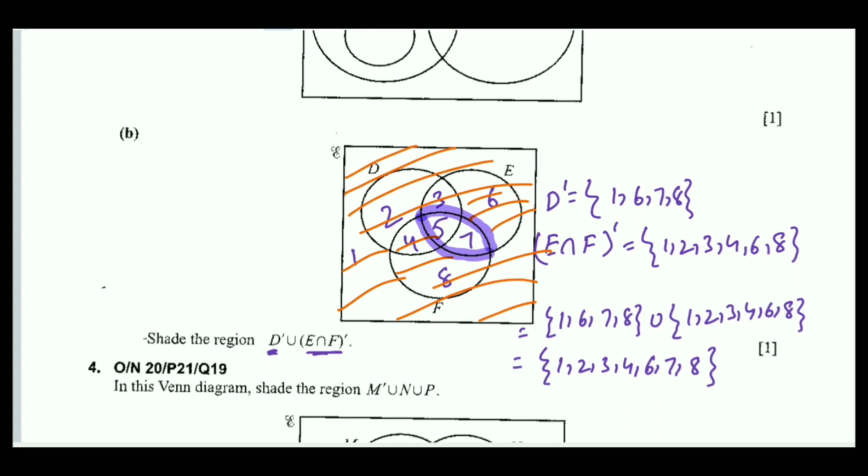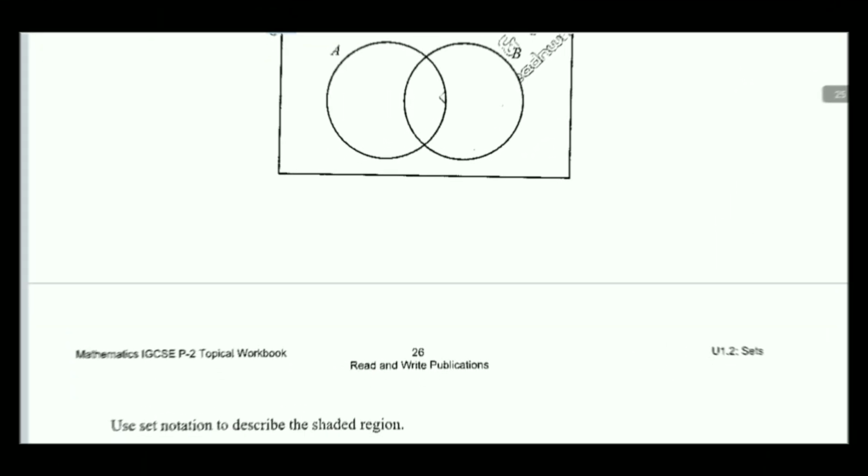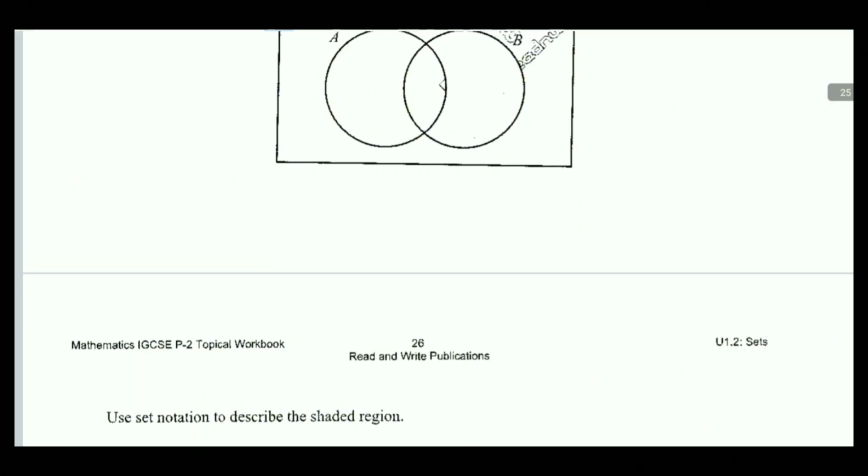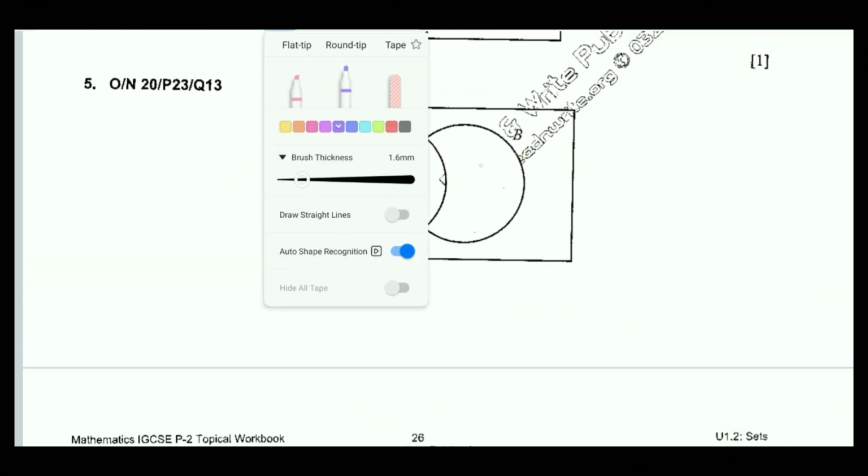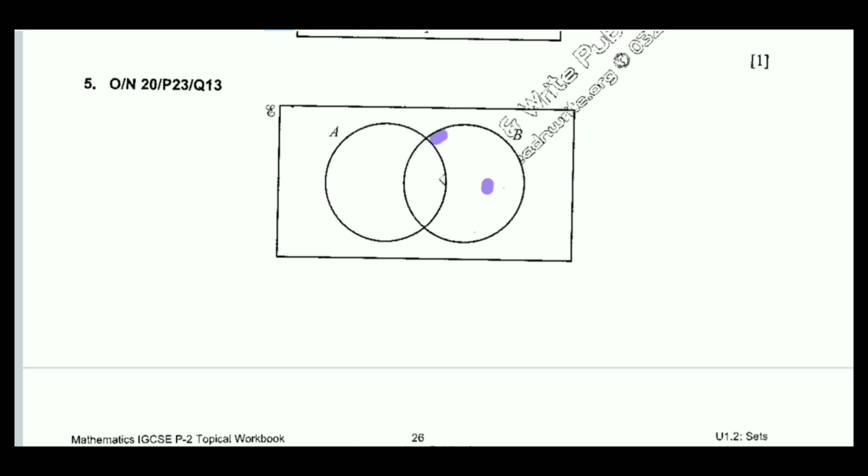So, use set notation to describe the shaded region. In this question, this is the shaded region, as this is the PDF form so we cannot see the shaded region. So this is the shaded region of this question. How can we describe it? Now we have to describe it in set notation form. Here we have to use our mind.